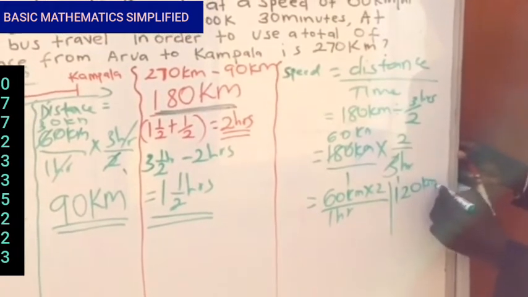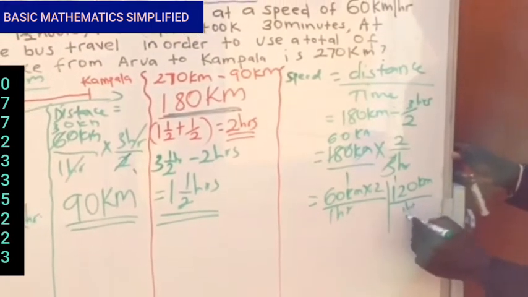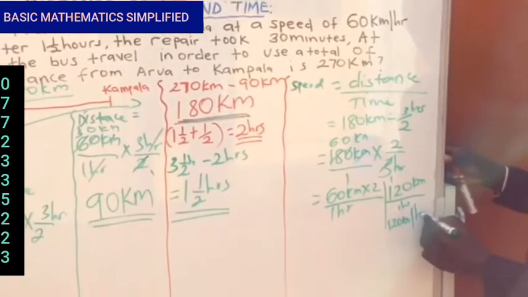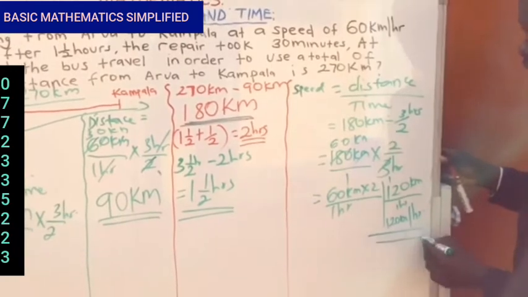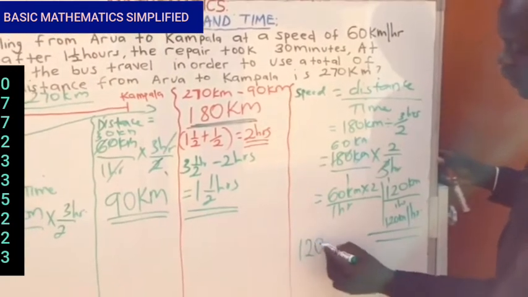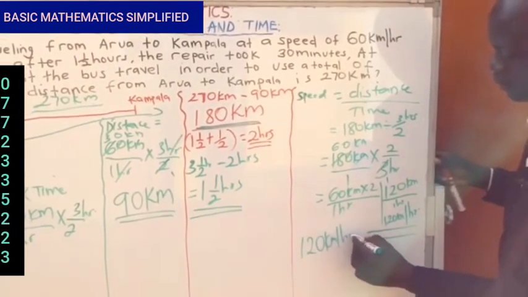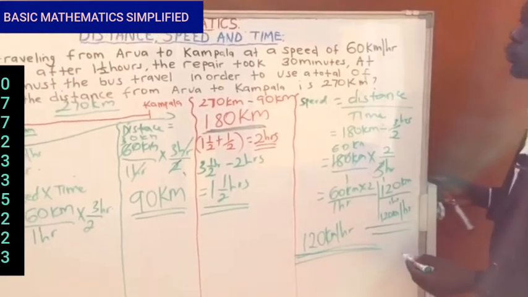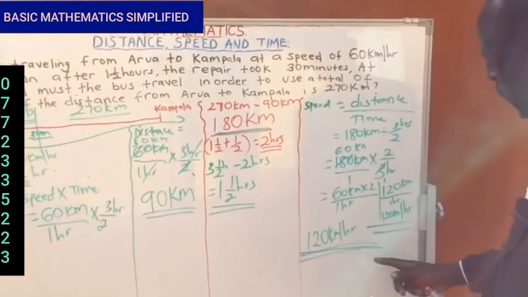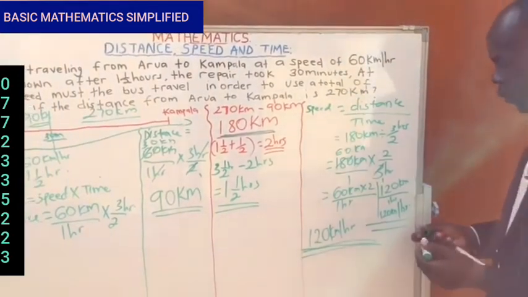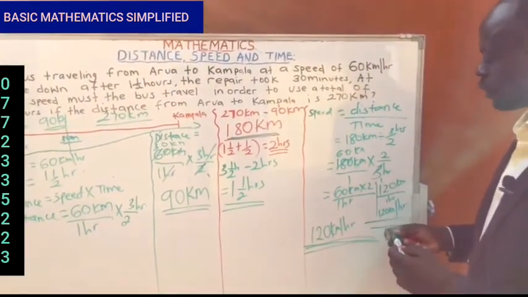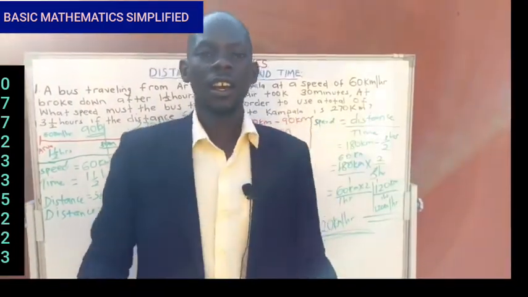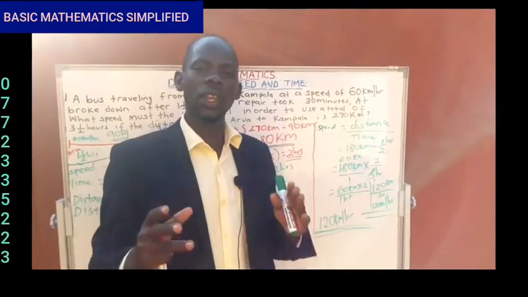So we now say 120 kilometers per hour. So that is the speed he's supposed to use to travel. The speed he's supposed to use is 120 kilometers per hour in order to cover that distance of 270 in 3.5 hours. Remember that resting time is included.